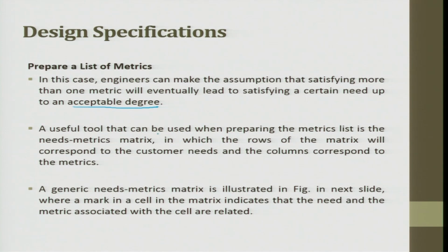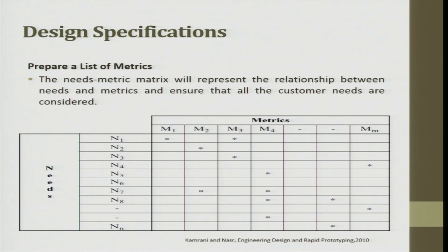A useful tool that can be used when preparing the metric list is the needs metric matrix, in which the row of the matrix will correspond to the customer need and the column corresponds to the metric. A generic needs metric matrix is illustrated in the next slide, so we can understand more. A mark in a cell in the matrix indicates that the need and the metric associated with the cell are related. So, this is how the needs metric graph looks like.